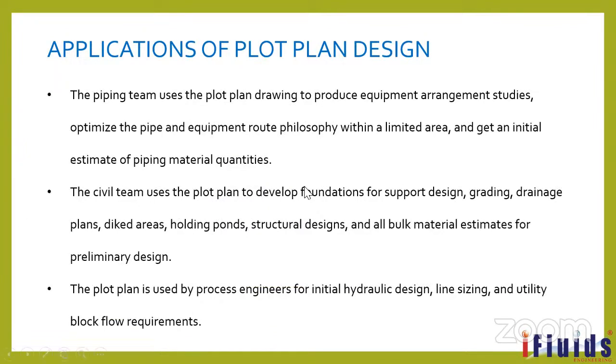And then the civil team, they are the ones going to develop the first plot plan. So it will be useful for them for support design, grading, drainage plans, diked areas, pond, and all other material, meaning the warehouse where they are going to store the finished product or the raw material. Based on the plot plan only we can decide. And then the process engineer will use the plot plan for initial hydraulic design, line sizing and utility requirements.